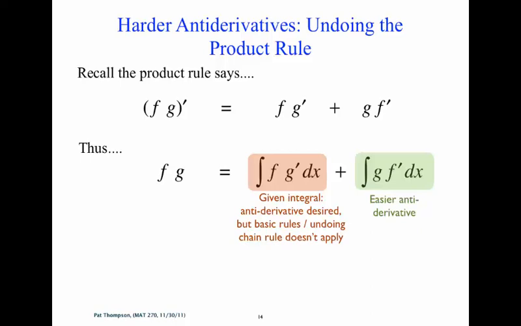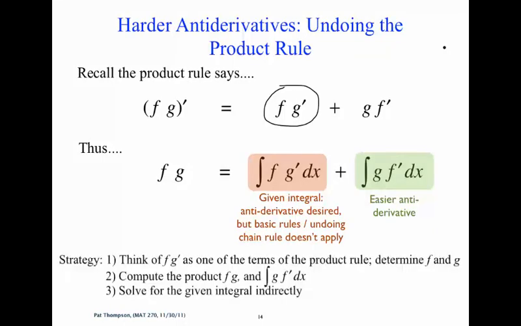Okay, so basically, when we're talking about undoing the product rule, we're saying you're given an integral that's one of the terms of the product rule, right? Because the product rule is the sum of two things. And when you're given an integral, we're going to use this technique. It's like you were just given the integral of one of these, the integral of this one. Okay? And so here's the strategy. So that's what we said. The first thing is we're going to think of fg prime as one of the terms of the product rule.